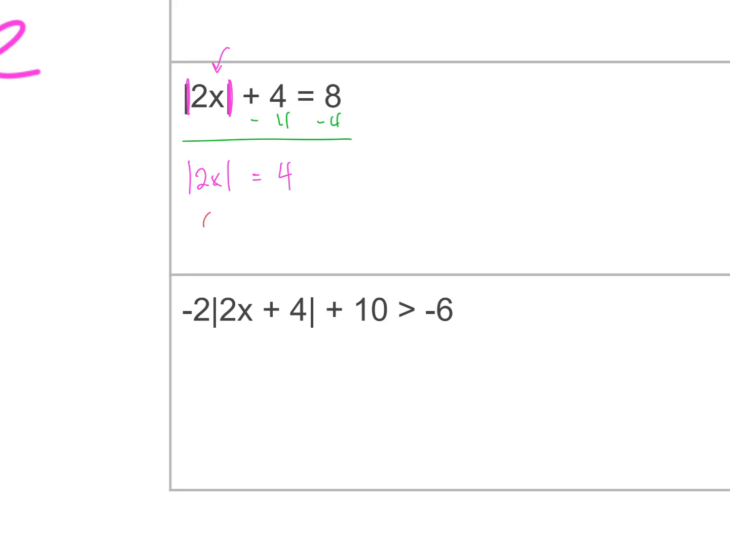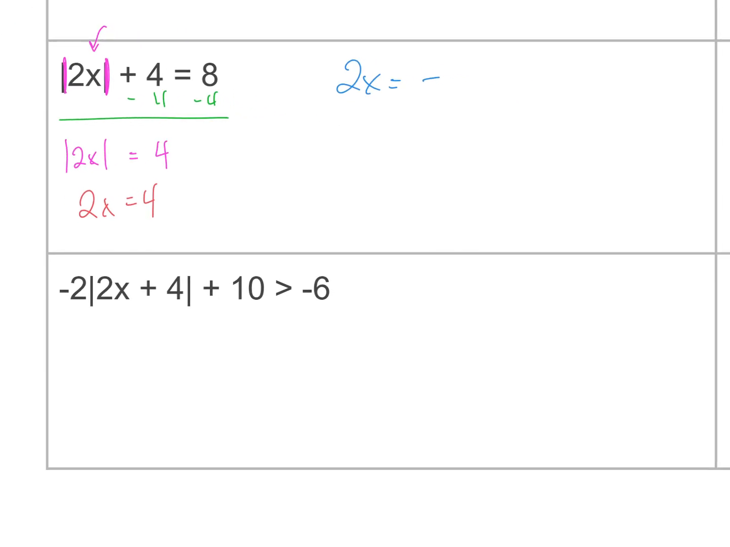Now you do a positive version and you do a negative version. Not that crazy, huh? This one becomes x equals 2. This one becomes x equals negative 2. And that's it. We're done.